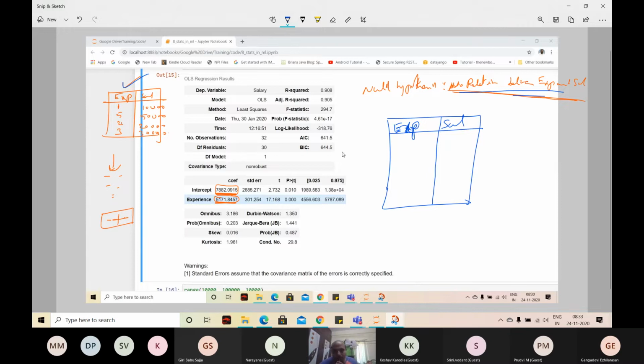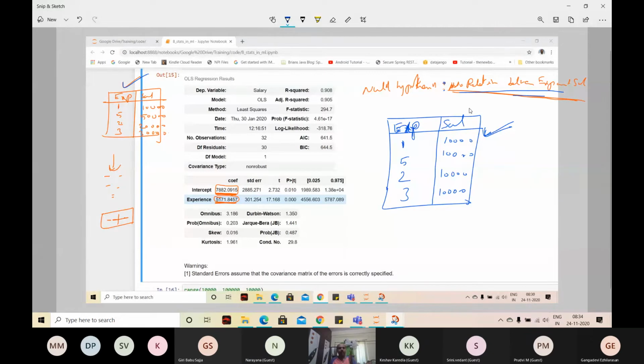Let me show you one more data set. This is another data set. The blue data set is something else, which is not related to my orange data set. See this data set. If you take the null hypothesis on this data set, is that true? No relationship between experience and salary on the blue data set. Do you agree?